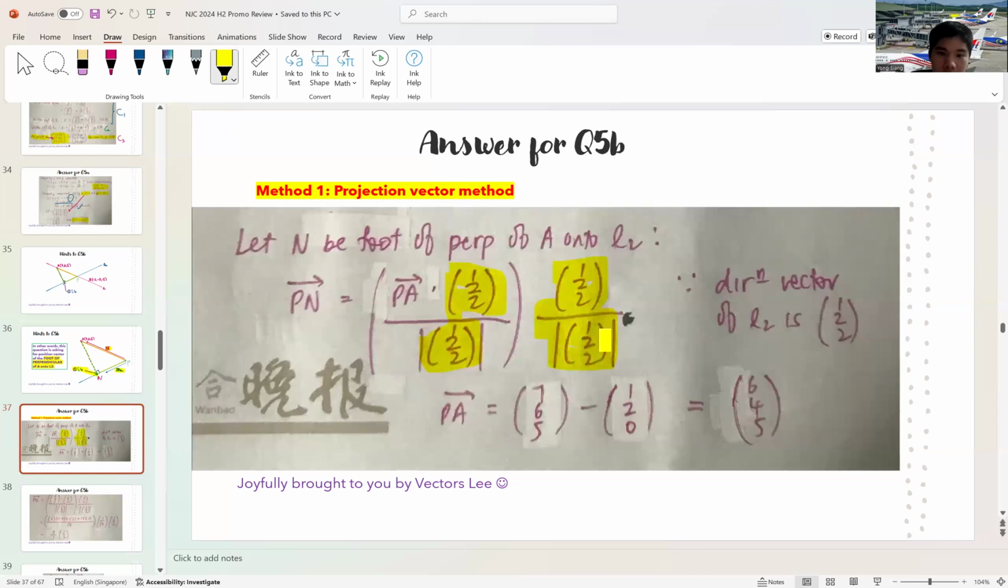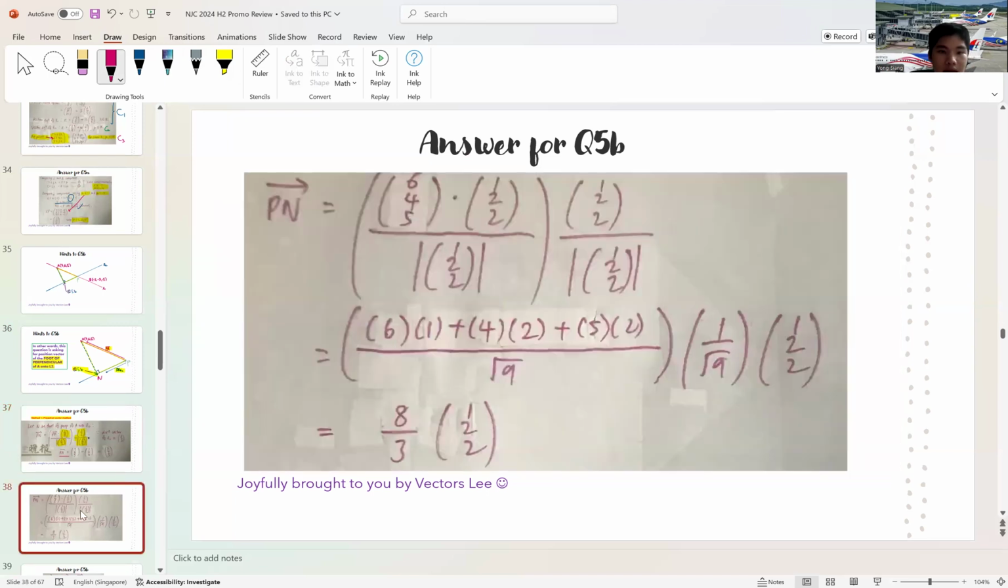By then, you notice that as I apply this formula, I haven't found what PA is yet. So what I'm going to do is find PA here. I don't think I need to explain how I find PA. It's just a simple vector subtraction. Then after that, I'm going to just substitute all these numbers into the formula. Then slowly but surely, I work it out. This is the dot product.